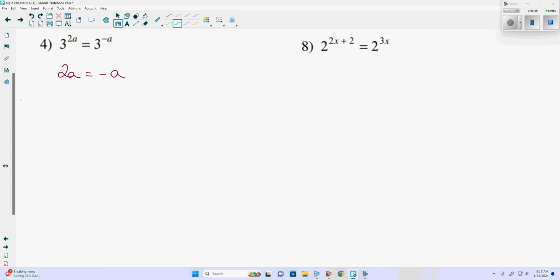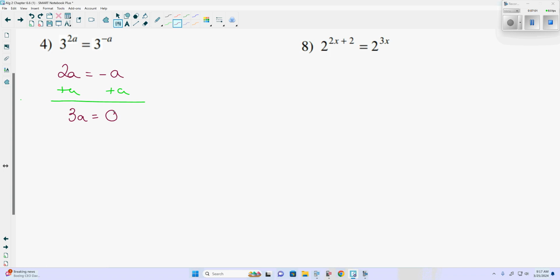What can we do first? We can add a to both sides, yes. We could add a, we could have subtracted 2a. Adding a will tell us that 3a equals 0. If we had subtracted 2a, it would have told us that negative 3a equals 0.